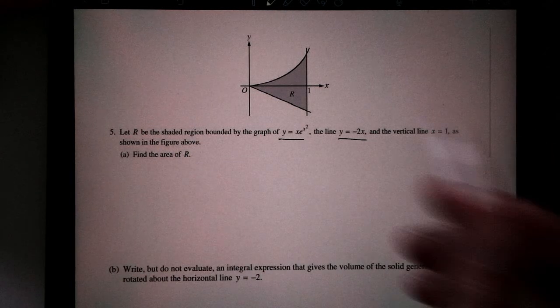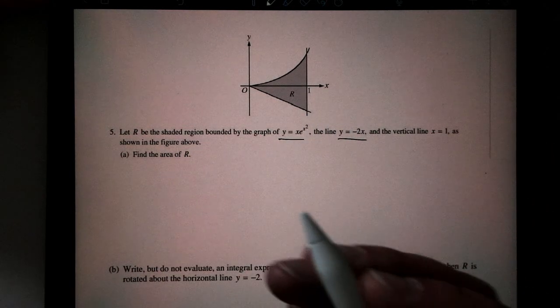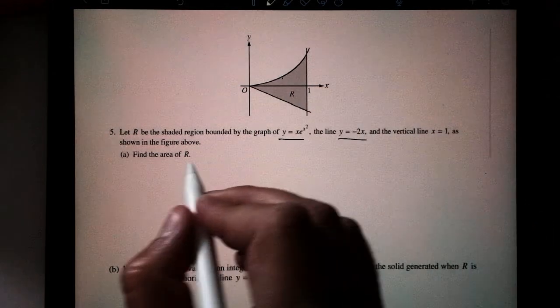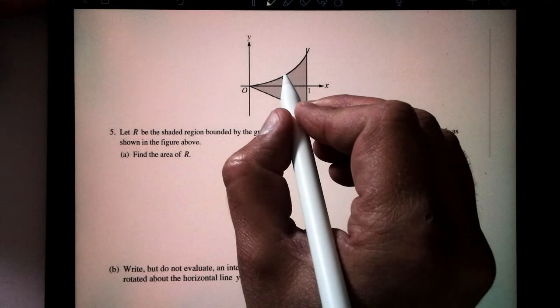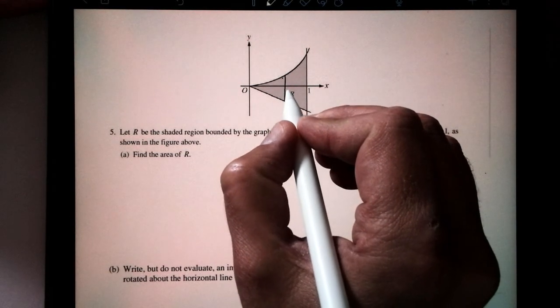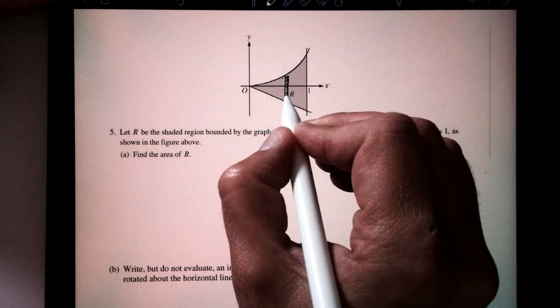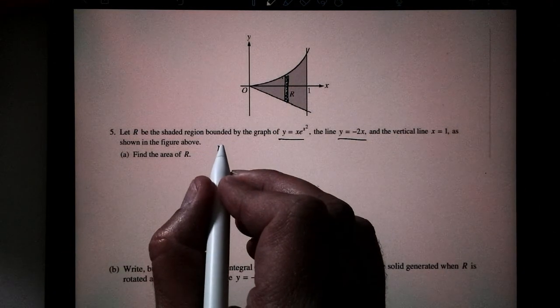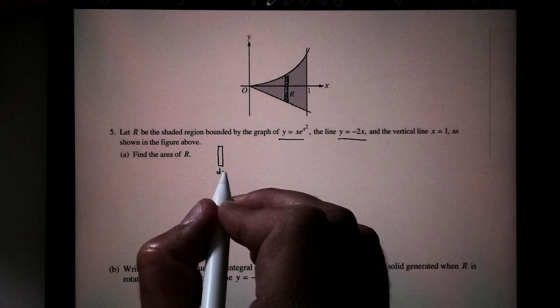So to find the area is not really a hard thing to do. We're going to use our famous rectangle of mathematics. So to find the area, I'm going to draw my rectangle over here. And if I look at this rectangle of mathematics, it's going to have a thickness of dx.